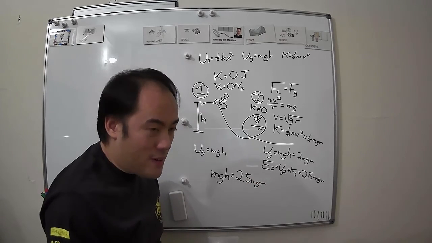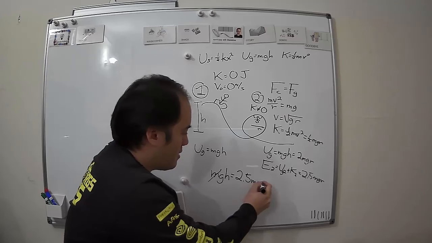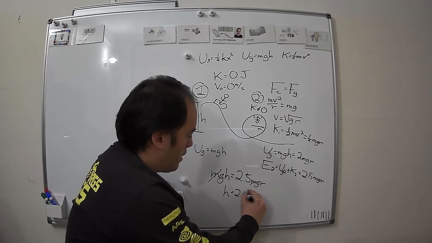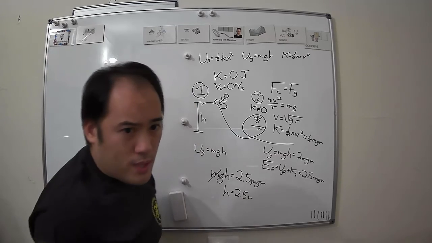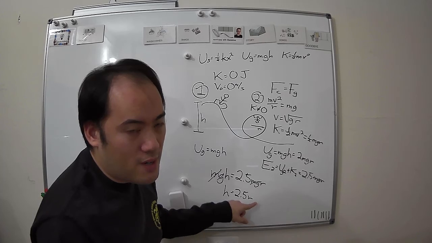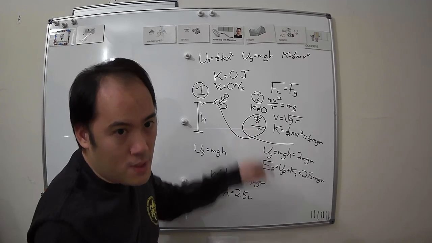As is very, very common, m cancels, g cancels, h equals 2.5r. So h equals 2r was pretty close, but you need a little more height, 2.5r, because at the top of the loop, the car is still moving.